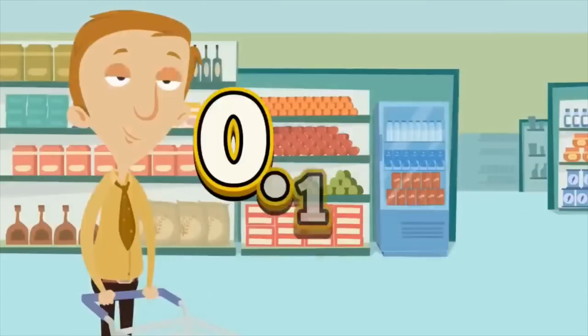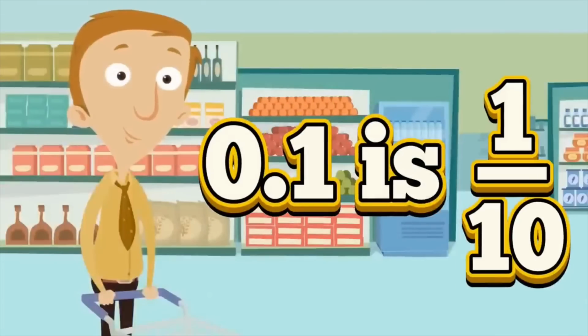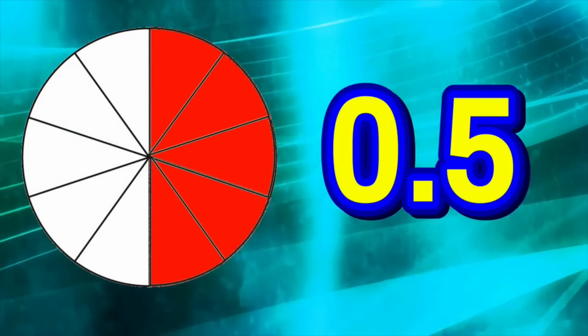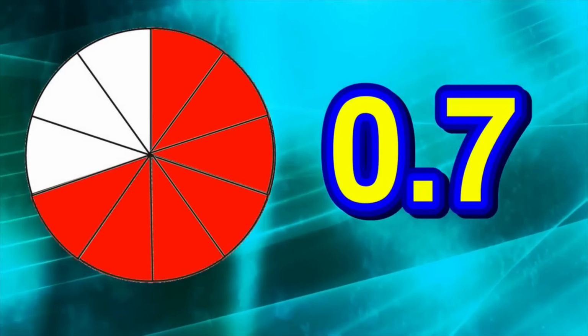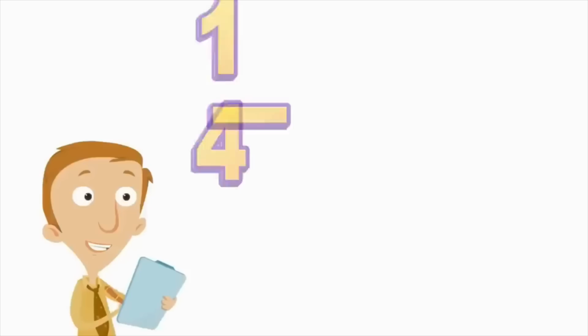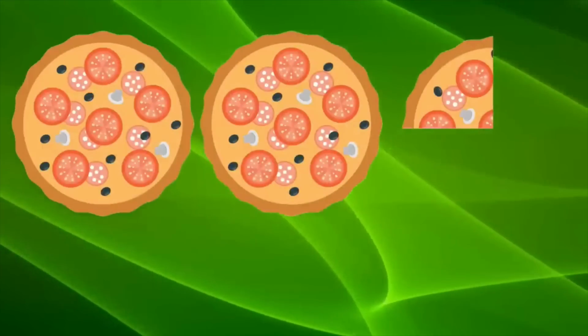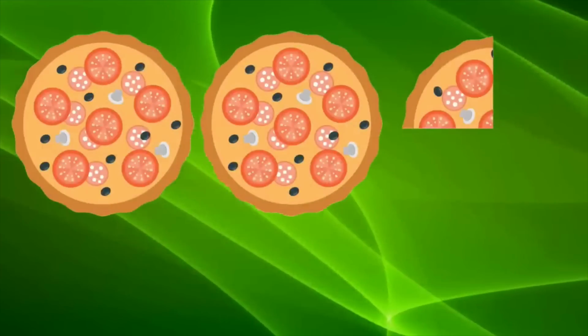We learned that 0.1 is 1/10. Here is 0.1, 0.2, 0.3, 0.4, 0.5, which is the same as 1/2, 0.6, 0.7, 0.8, 0.9, and then 1! One complete circle! And finally, we learned that 1/4 is 0.25. Using decimals, how many pizzas do we have here?